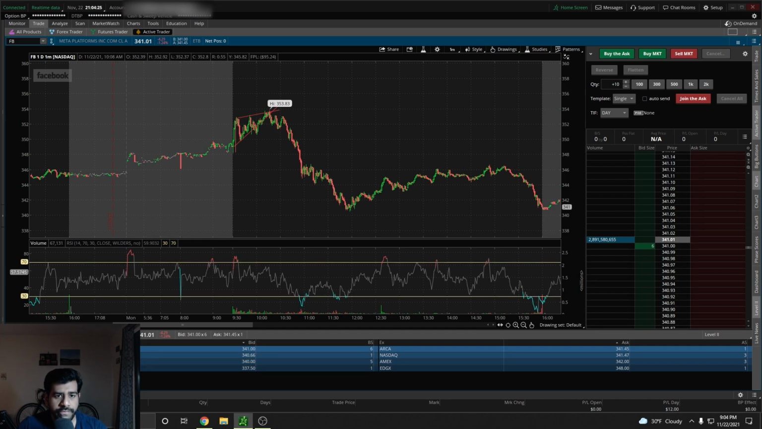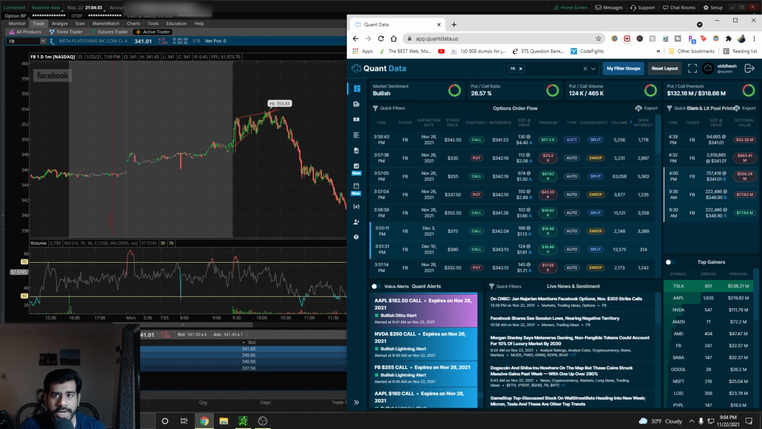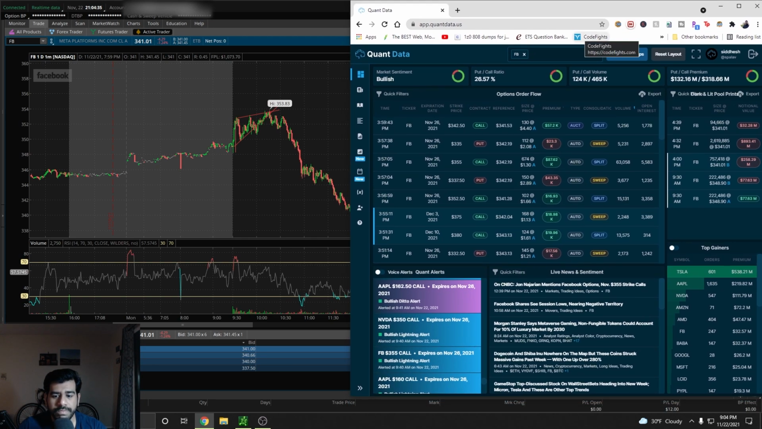For taking trades on big company names like Facebook, Google, Amazon, or Shopify, I use Quant Data. Quant Data basically provides you the market condition in terms of options activity. If it detects a heavy flow of calls or puts going into a particular stock, it provides you that information in the form of an alert.